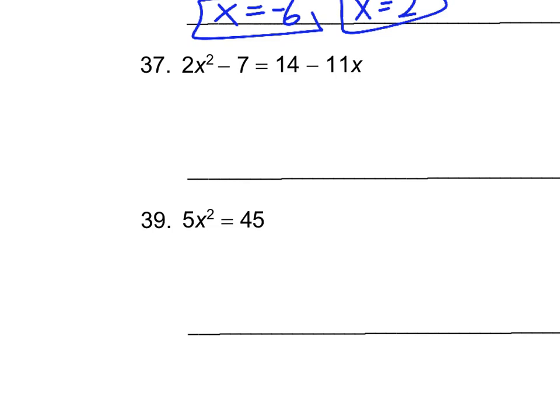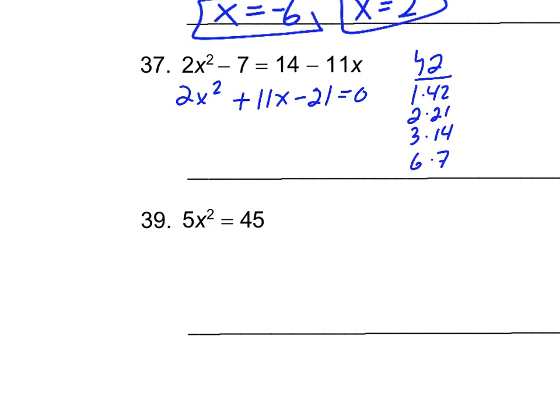You need to get number 37 into standard form. This is not a perfect or a difference of squares, and there is no GCF. Now we need to multiply. So 2 times 21 all the way across is 24. Oh, excuse me, 42. And if I do the factors, I'm looking for the ones that multiply to be 21 but subtract to be 11. So the ones that do that are 3 and 14.